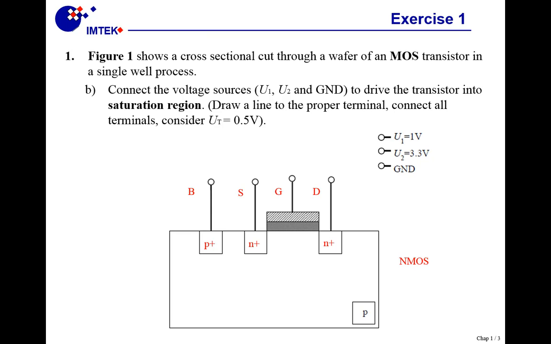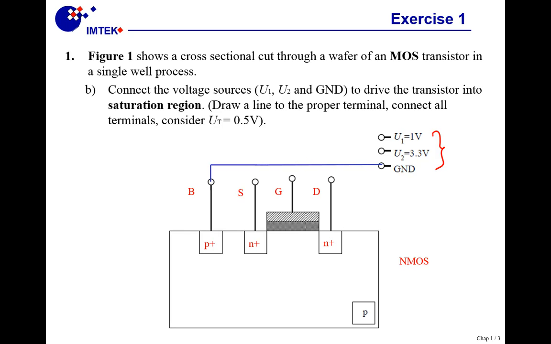The next part of the first question is to connect the voltage sources U2, U1, and ground to drive the transistor into the saturation region. We have these three voltages. The first thing that comes to my mind is to connect the bulk terminal. Normally you should connect the bulk to the lowest potential in your circuit, to avoid the parasitic diodes that can be created. So we connect the ground to our bulk.